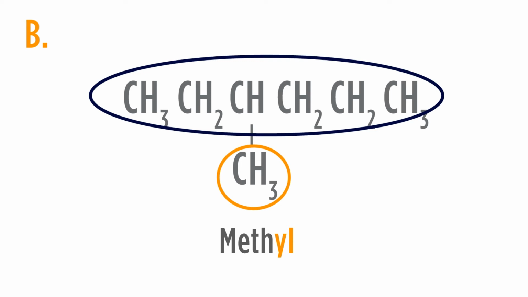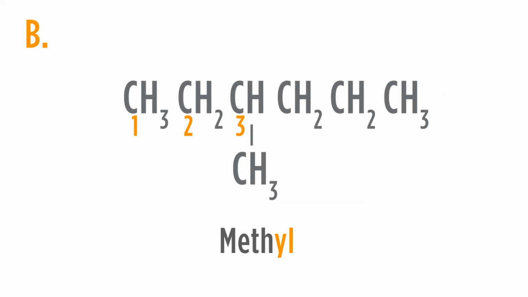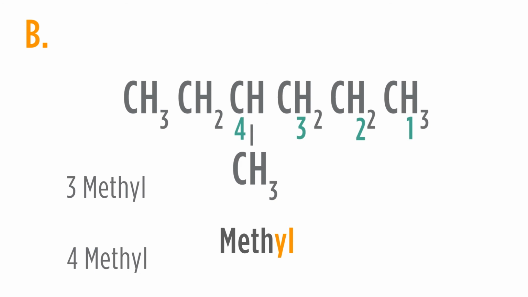Next step is figuring out the numbering for the substituent. If we start going from left to right, we'll have 1, 2, and 3. If we go from right to left, we'll have 1, 2, 3, and 4. So our two choices are 3-methyl and 4-methyl. You always go with the lowest number, and so therefore we're going to go with the 3-methyl.